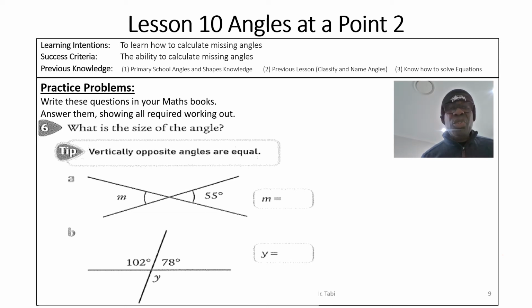Practice questions. So again, you can pause, get these questions done in your maths books, and please answer them before you continue with the video.